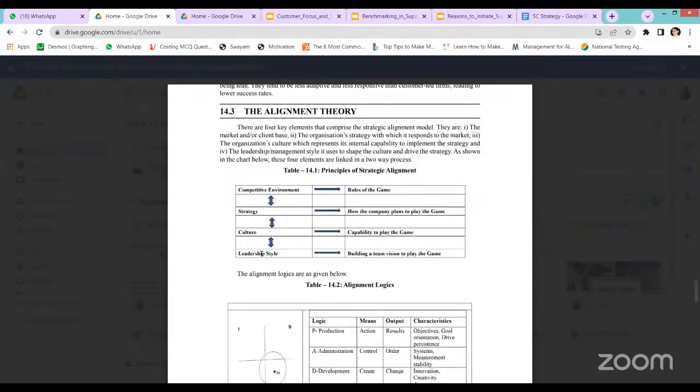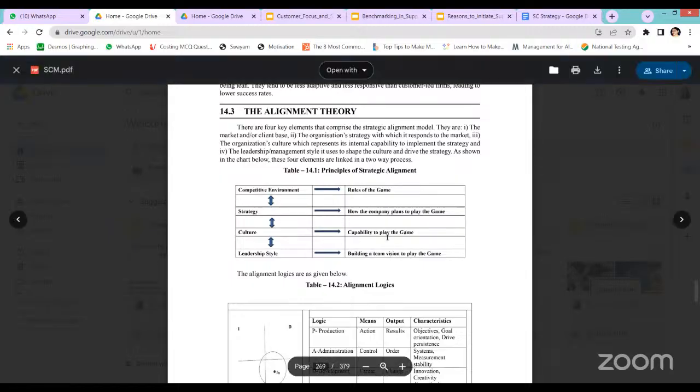So, the competitive environment is the rules of the game, because every organization needs to stand in the competition. It is the rule you cannot avoid. Strategy is how the company plans to play the game. Then culture: what is the culture of the company, its capability to play that game. And finally, leadership is building the team vision to play the game. So you can write this simply like this.